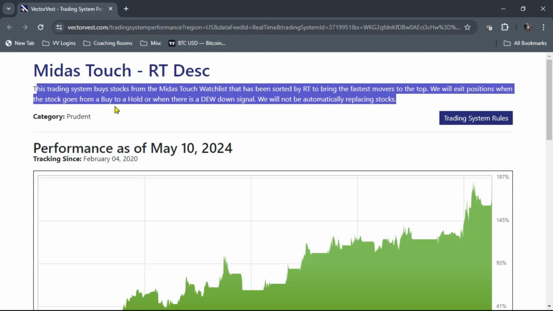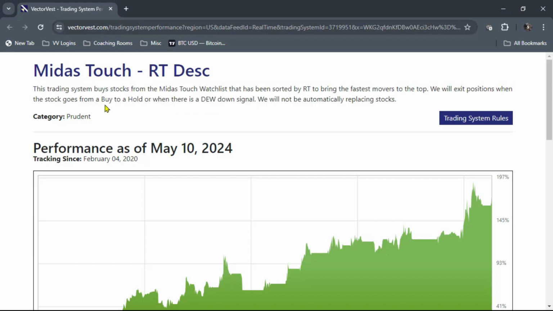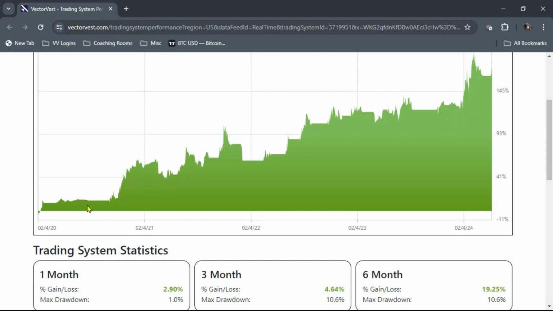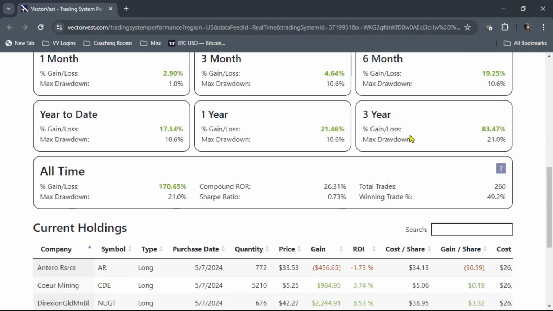Exit positions when the stock goes from a buy to a hold or when there's a DEW down. Pretty simple to follow, right? All these stocks, when you pick them, will be buys. So if it goes to a hold, not even a sell, you just kick it out. And that gives you pretty steady upward performance, which is great.